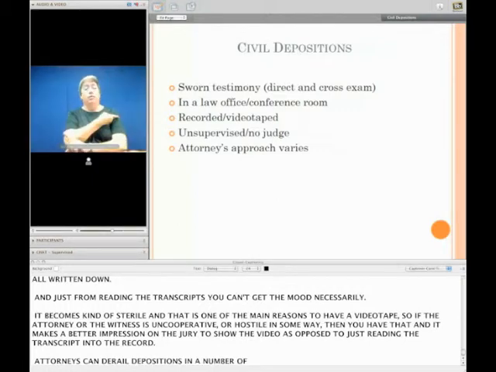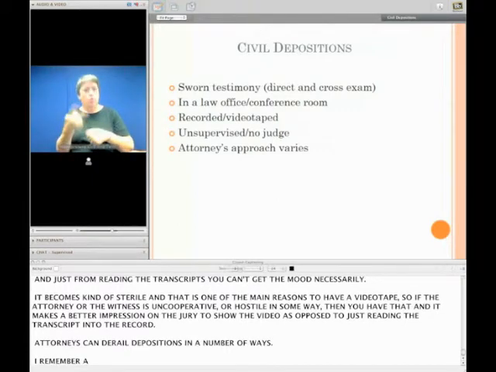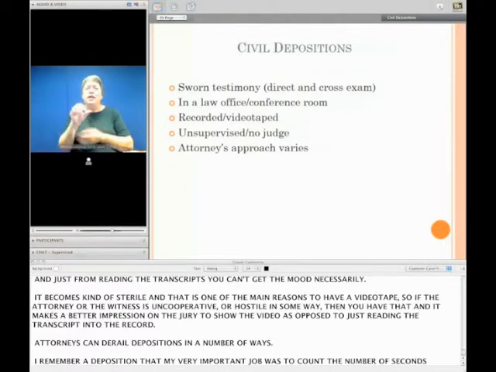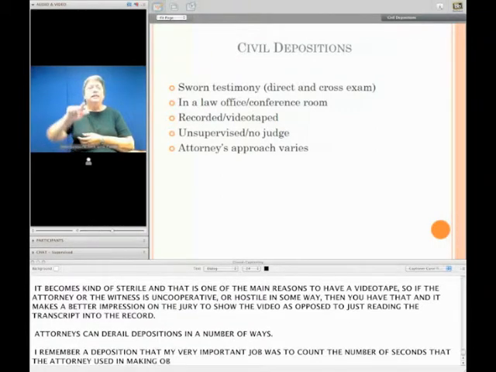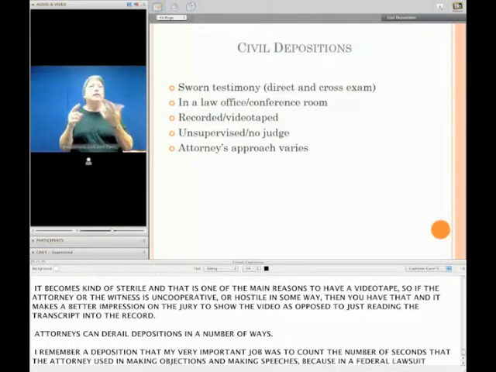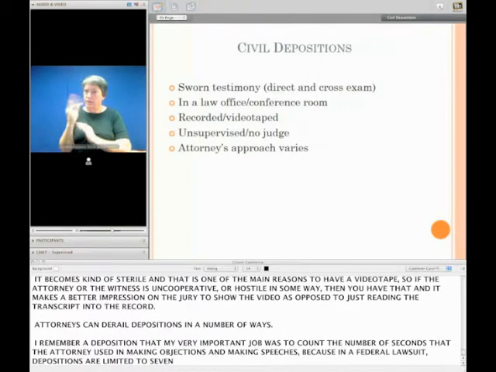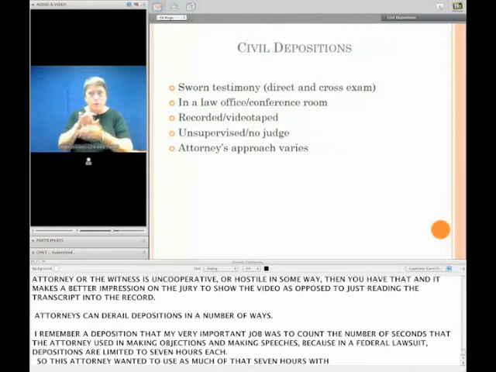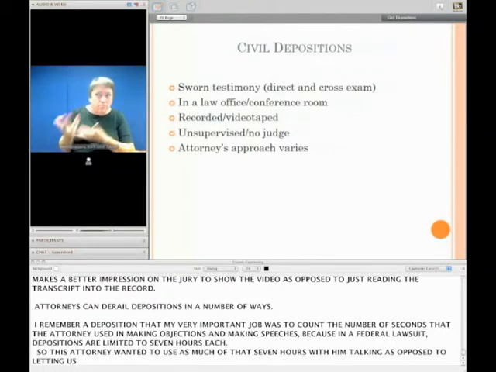I remember a deposition where my very important job was to count the number of seconds that the attorney used in making objections and making speeches, because in a federal lawsuit, depositions are limited to 7 hours each. So this attorney wanted to use as much of that 7 hours of him talking as opposed to letting us get the story from the witness.